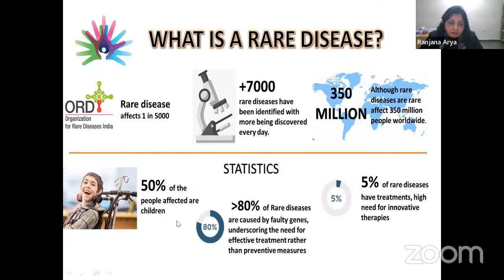And if we talk about the statistics of the rare diseases, 50% of the people affected are children. And more than 80% of rare diseases are caused by faulty genes, underscoring the need for effective treatment rather than preventive measures. So it is important that we have a good and effective treatment for these rare diseases, and we need to have innovative therapies to treat them. And also even the diagnosis is a big problem in these diseases.